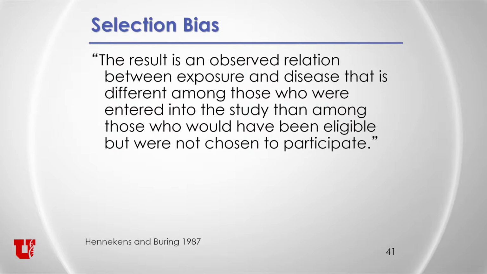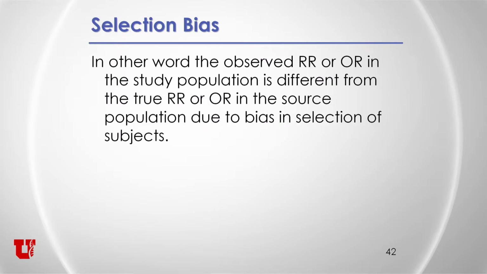When you have selection bias, the result can be an observed relation between exposure and disease that is different among those who were entered into the study than among those who would have been eligible but were not chosen to participate. In other words, the observed odds ratio or risk ratio in the study population is different from the true risk ratio or odds ratio in the source population due to bias in the selection of subjects.